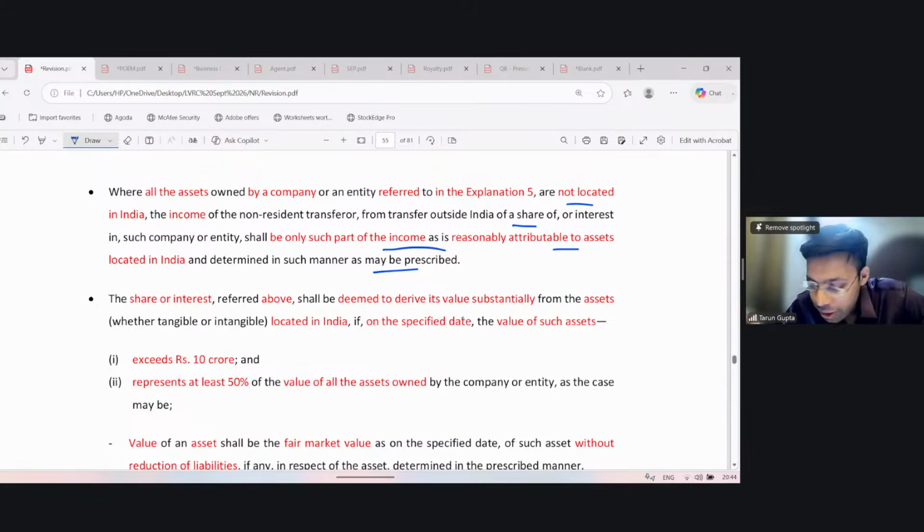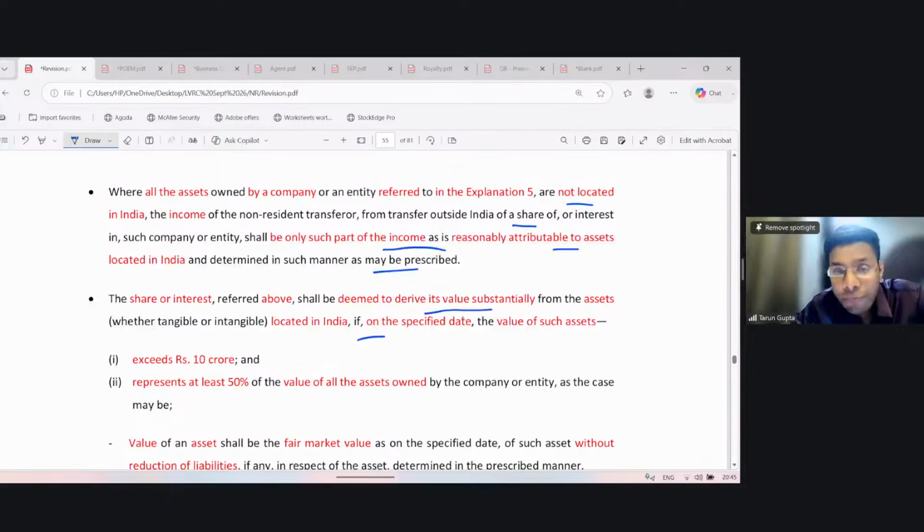The share or interest referred to above shall be deemed to derive its value substantially from assets, whether tangible or intangible, located in India, if on the specified date the value of such assets exceeds 10 crore and represents at least 50%. Substantially means 50% of the value of all assets owned by the company or entity, as the case may be. So if the value of the asset is less than 10 crore, then these provisions shall not apply.